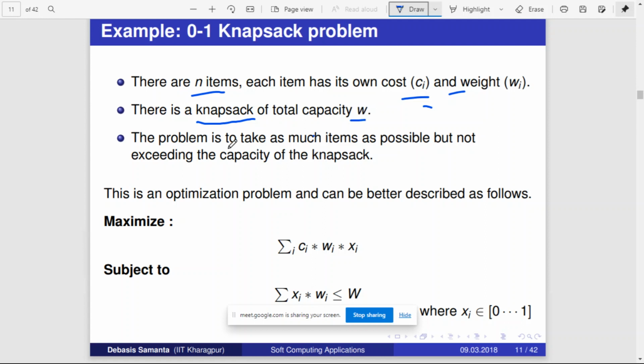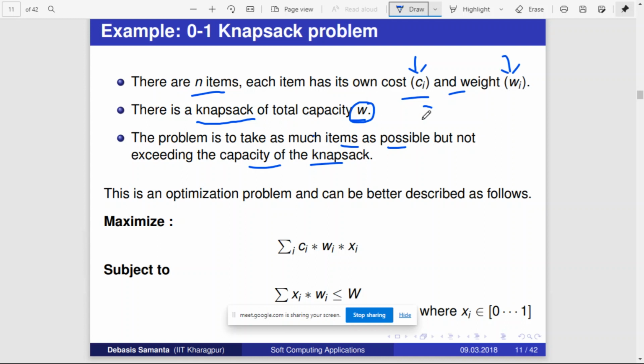The problem is to take as many items as possible, but not exceeding the capacity of the knapsack. You have these many items, and for each item you know the weight and the cost. So the objective is to take as many items as possible to increase the cost, because we want to pack more things which are more costly. We want to take as many items as possible in such a way that the cost increases, but the total weight of the items taken cannot exceed W.